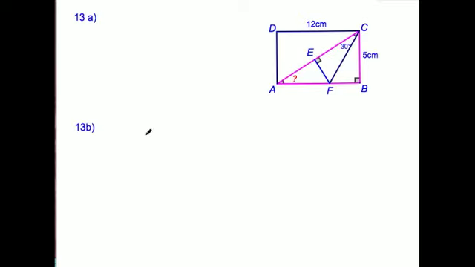In the next question, first we need to find the angle CAB. As you can see, there is a right angle triangle with two sides known. This side is 12, therefore AB is also 12. Therefore, we can find this angle, call it theta, by using tangent. Tan theta is 5/12, and the angle is 22.6 degrees.